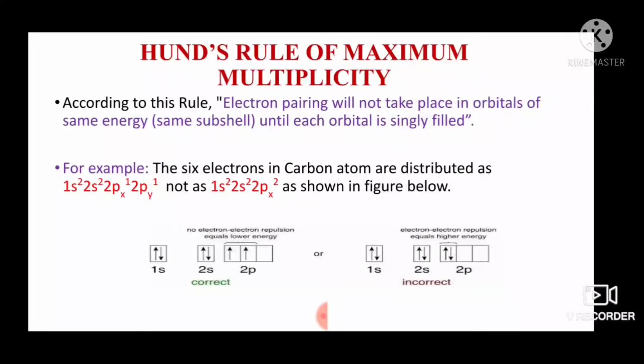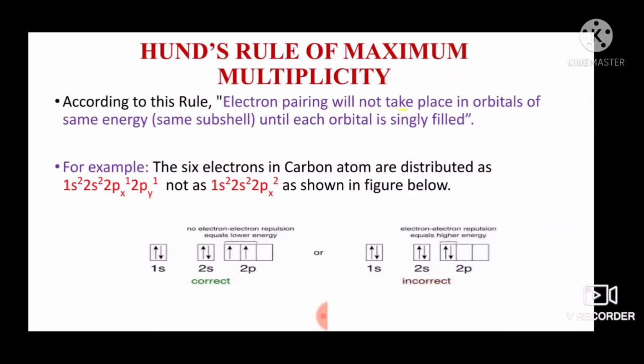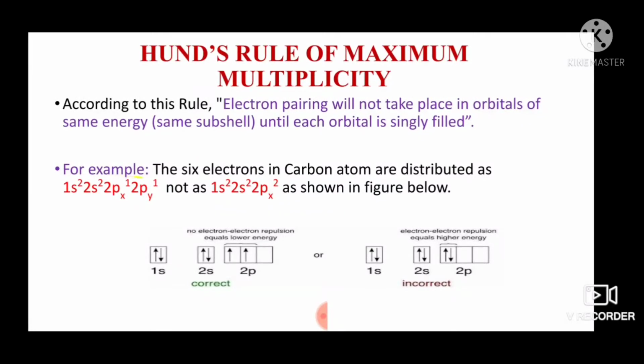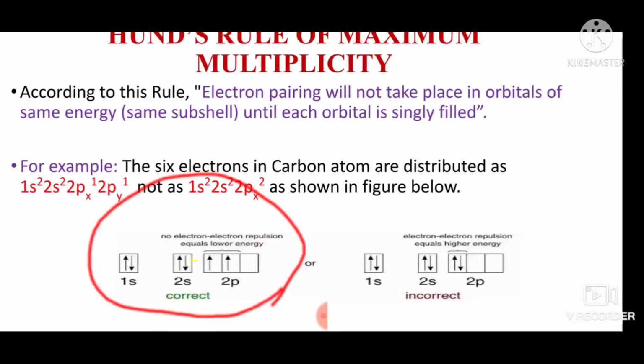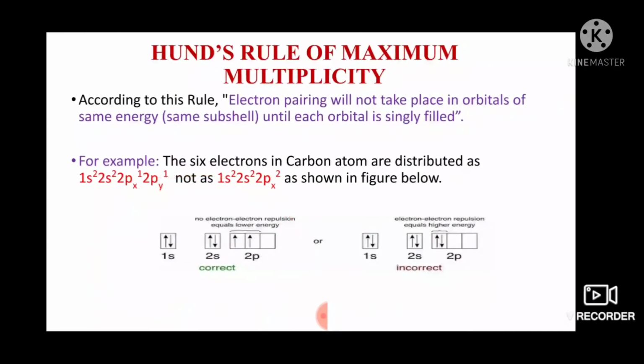Hund's rule of maximum multiplicity. According to this rule, electron pairing will not take place in orbitals of same energy or same subshell until each orbital is singly filled. For example, the 6 electrons in carbon atom are distributed as 1s2, 2s2, 2px1, 2py1, not as 1s2, 2s2, 2px2. This is the correct form of filling of electrons. The other is incorrect. That is Hund's rule of maximum multiplicity.